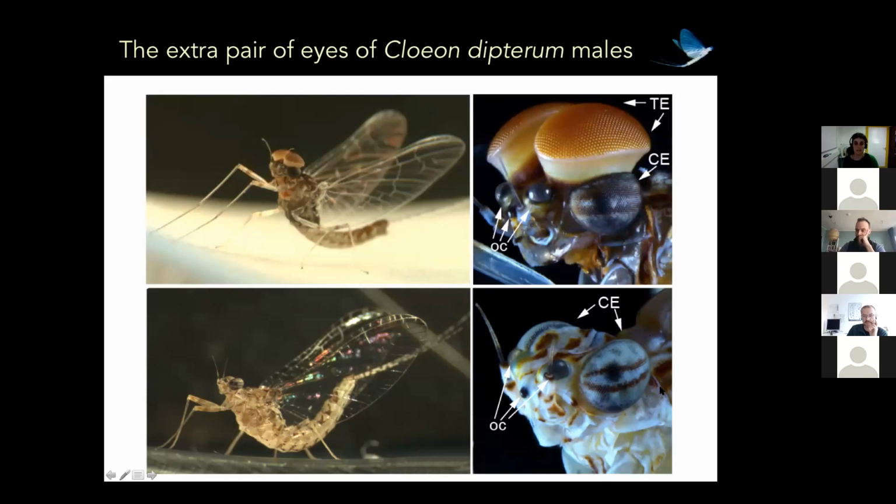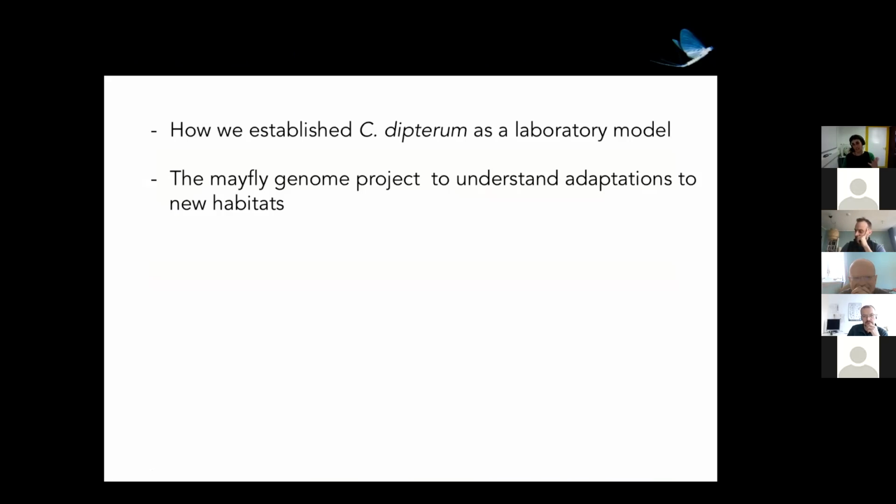But when we look at the males, what we observe is that they have the compound eyes and they have also the ocelli, but in the most dorsal part of the head, they have these really large compound eyes called the turbanate eyes, due to this turban shape. And those are the reasons why we started working with mayflies.